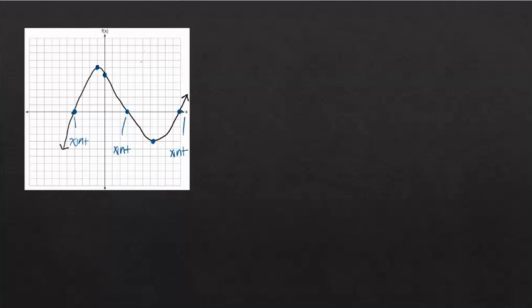Okay, now we're going to look at our y-intercepts. And so if your x-intercepts are where your graph crosses the x-axis, your y-intercepts are going to be where your graph crosses that y-axis. And so here is your y-intercept.